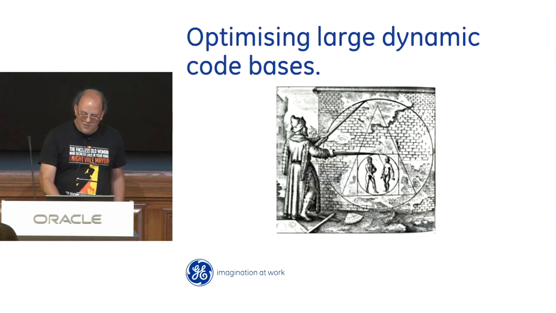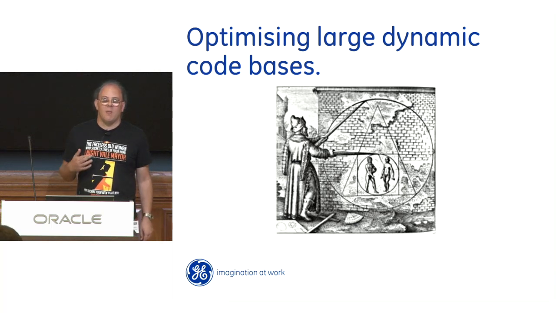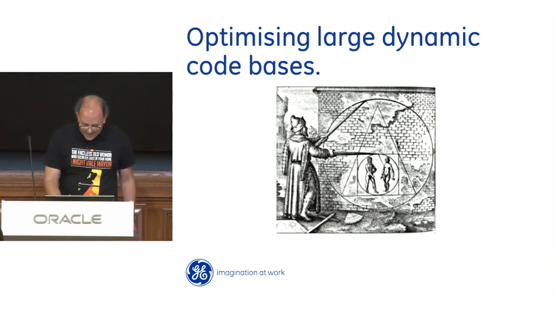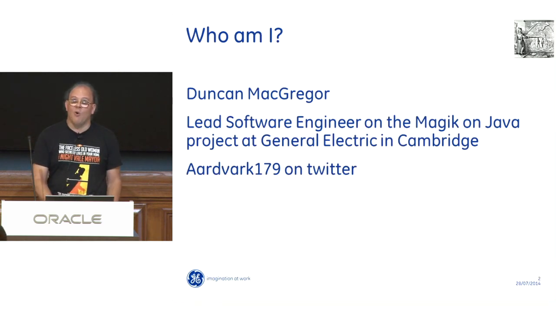The reason we've got an alchemist as our sort of symbol for this project on all the slides and stuff is this project was originally codenamed Alchemy because it was one better than Magik. It was moving on slightly, and it was getting gold from lead.